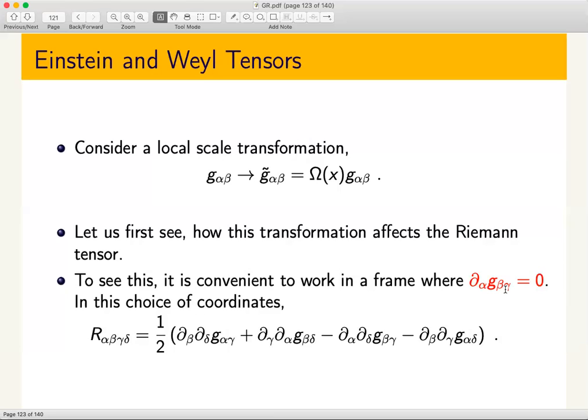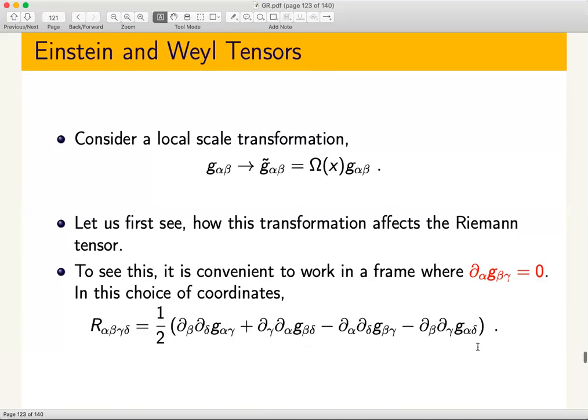Which is the same as gamma vanishing. We have already computed the Riemann tensor in this frame and it takes this form. And what we'll do is use this form of the Riemann tensor and replace the metric by the locally rescaled metric.